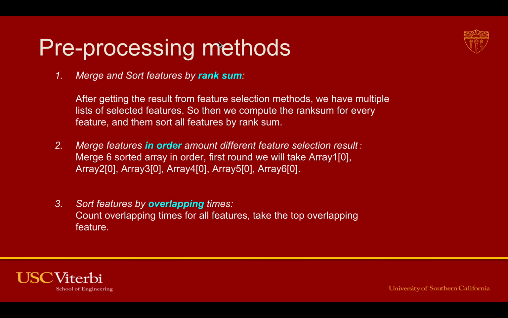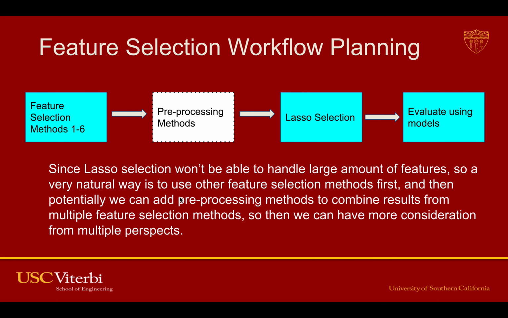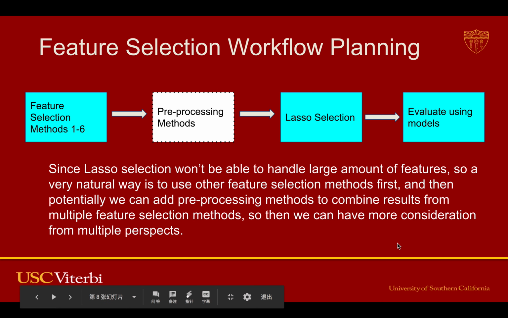The reason we have this is because different feature selection methods could give different results, since perhaps they can find different angles of the data. As we can see here, we want to have more consideration from multiple perspectives of the data set. So this is the feature selection workflow before we actually do the experiment.